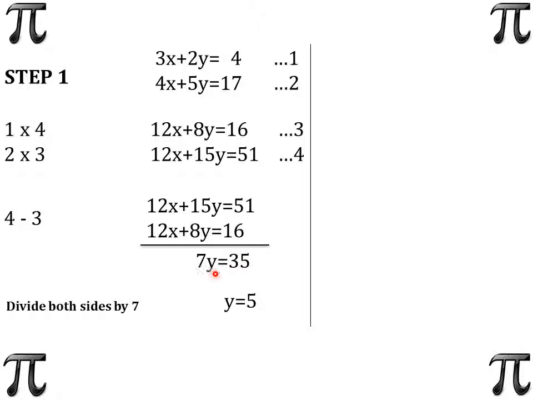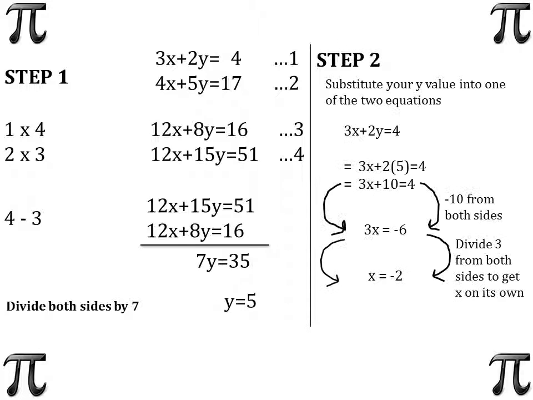Now, what you want to do to get y by itself is divide by 7. So here, divide both sides by 7, and you're left with y is equal to 5. Now, that's not the complete answer. You now have to find x.